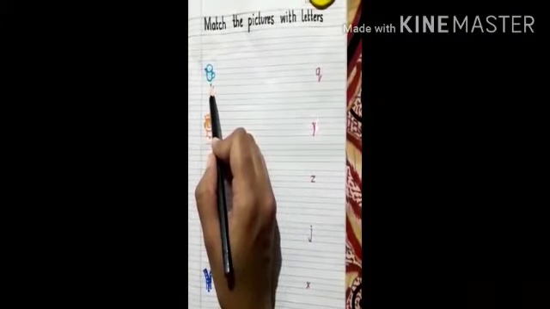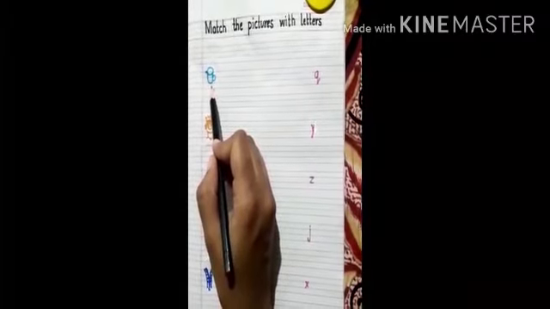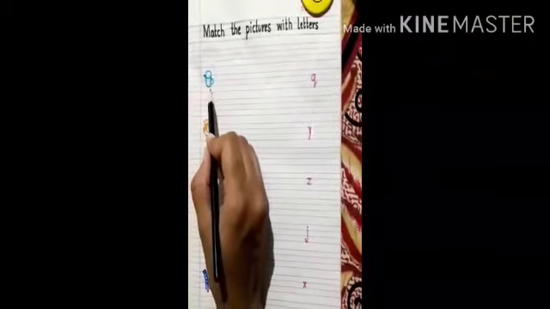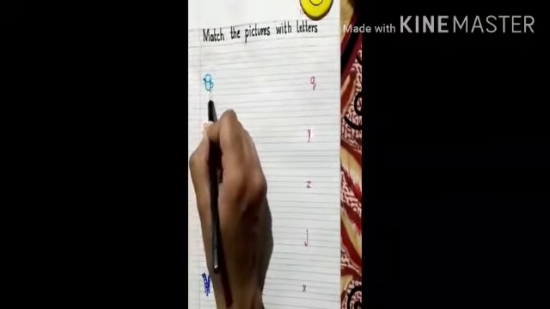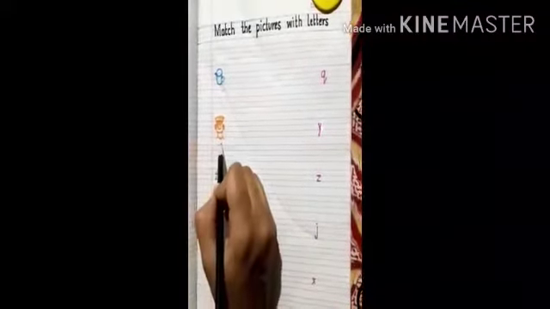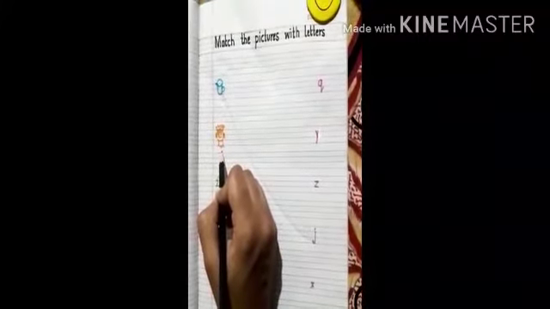Yes, this is a picture of a jug. And what is for jug? Which letter? Yes, letter J. Now let's match the picture with the letter. Now here we go. Now what is the second picture, children? Yes, this is a picture of a queen.